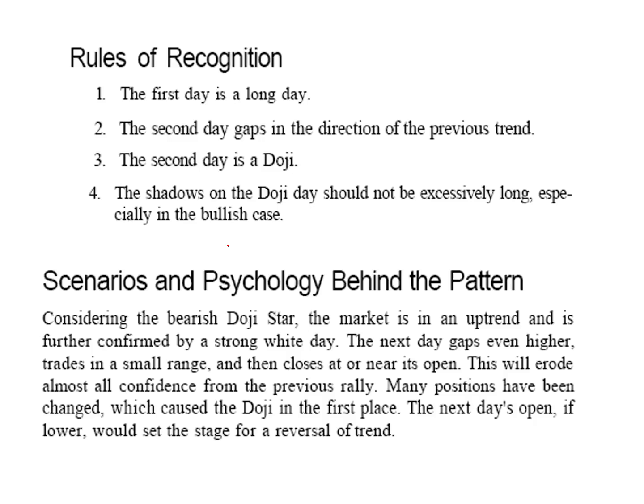What is the psychology behind this pattern? Considering the bearish doji star, the market is in an uptrend and is further confirmed by the strong white day. So the previous day is a strong white day. The next day gaps even higher, trades in a small range and then closes at or near its open. This will erode almost all confidence from the previous rally. Many positions have been changed, which caused the doji in the first place. The next day's open, if lower, would set the stage for a reversal of the trade.